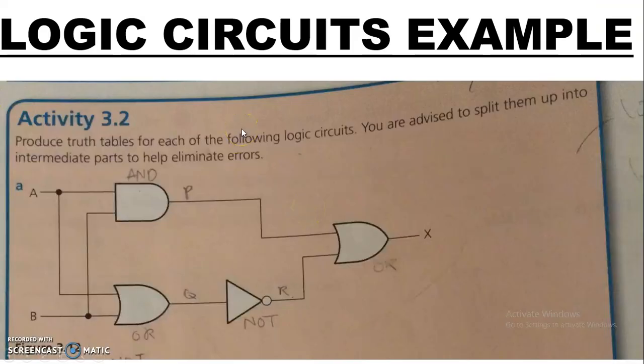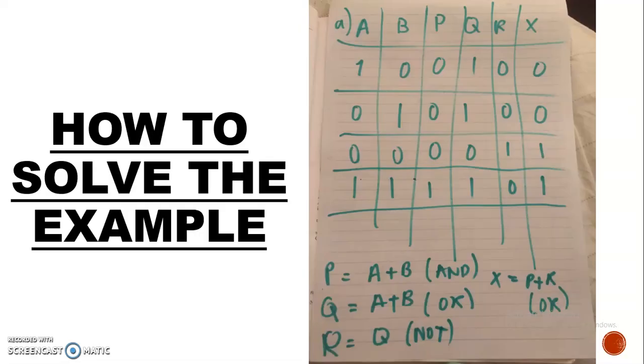Then I labeled P, Q, R, and X. X is already labeled, but it's good to label them because it'll be easier when you are splitting them up, and basically it reduces the errors as already said in the question. As well as that, I labeled each of the logic gates AND, OR, and another OR, and NOT, in order to make sure that I don't make any further mistakes as well. So in this example, once you put in the inputs for A and B, so all of the possible inputs, you're going to try to work out P, Q, R, and then X.